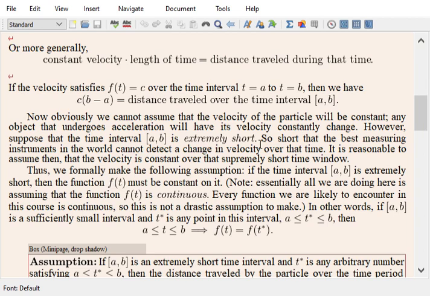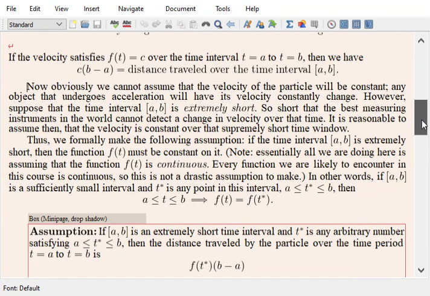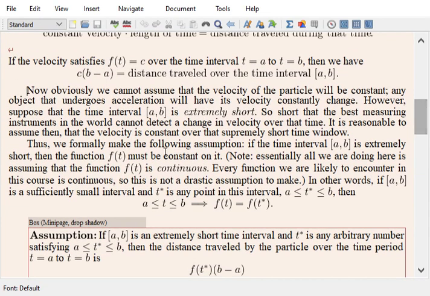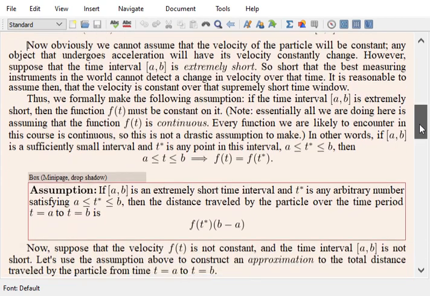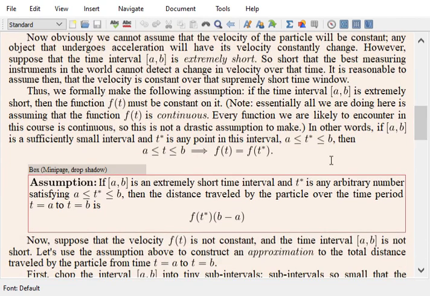I mean, if you can't measure a change, then it's got to be constant. Whether it is or is not in reality doesn't really matter. We have no choice but to say that it's constant. Thus, we're going to formally make the following assumption. If the time interval is extremely short, then the function f must be constant on it. Doesn't matter what function this is. And really, all that we're doing here is assuming that the function is continuous.